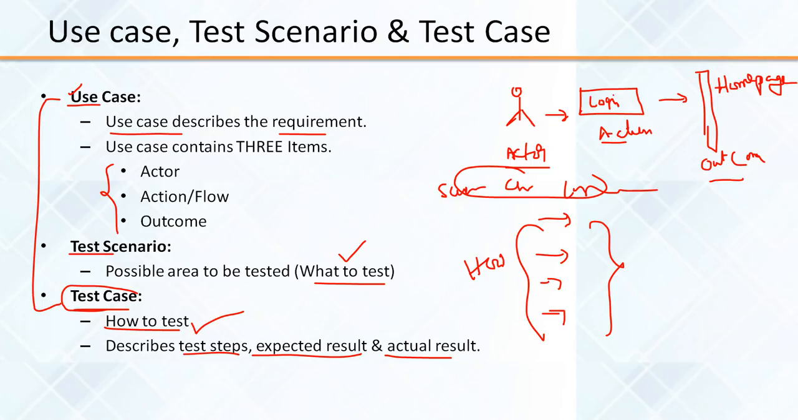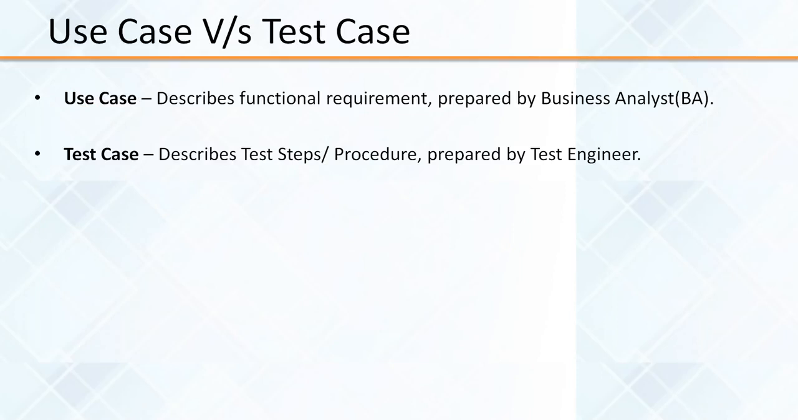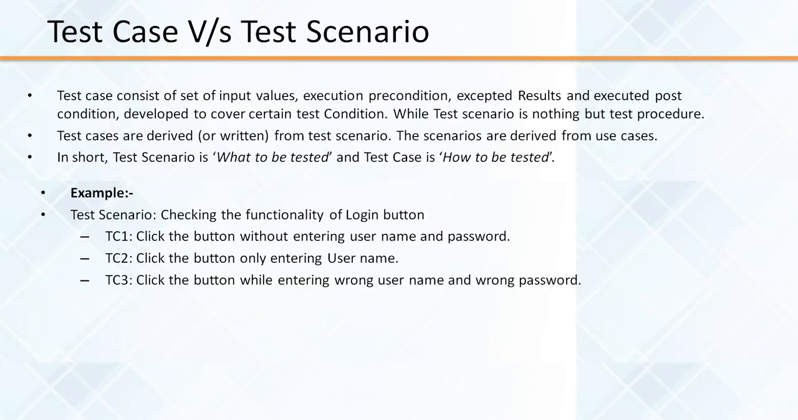Now here I have just mentioned the same point, use case and test case. A use case describes the functional requirement prepared by the business analyst. And a test case describes the test steps and procedure prepared by the testing team. So that's the difference between use case and test case. Now, test case versus test scenario. Test cases are derived based upon the test scenario. A test scenario is high level: what to test, the possible area. And a test case describes how to test. So a test case depends on a test scenario. If you have a test scenario, we can create any number of test cases.